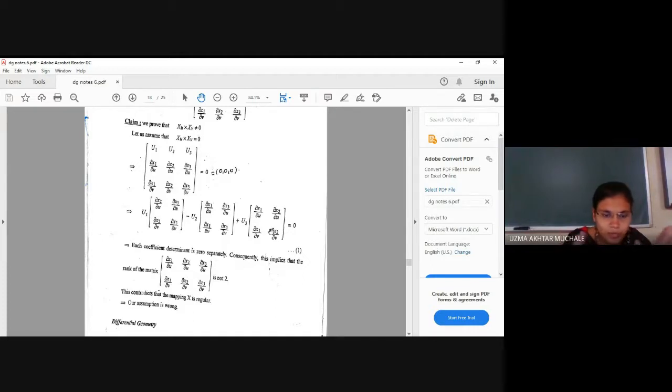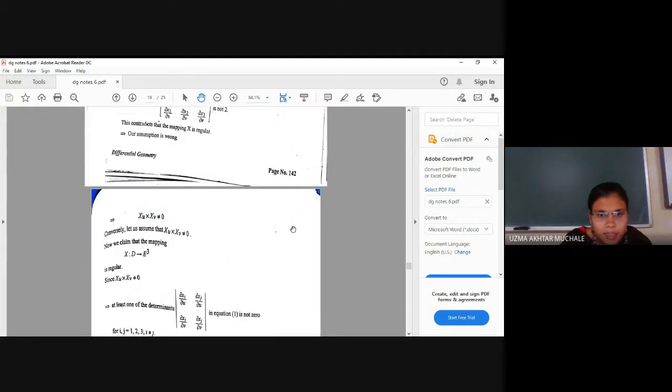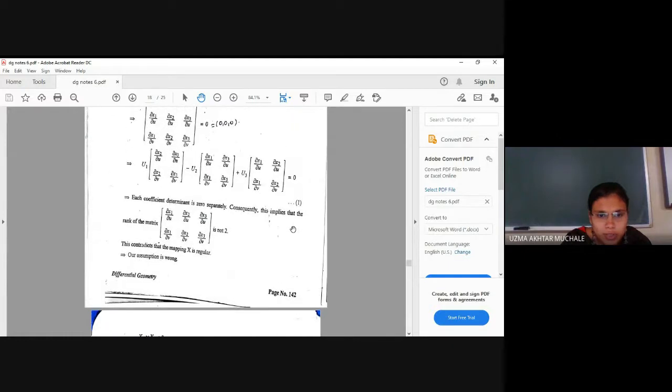Okay, there are some coefficients of u1, u2, u3 whose determinant is not equal to 0, as we are given in the second part. What is the meaning of this not equal to 0? It means that at least one of the determinants from all these three is non-zero.